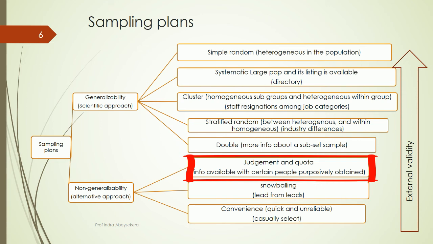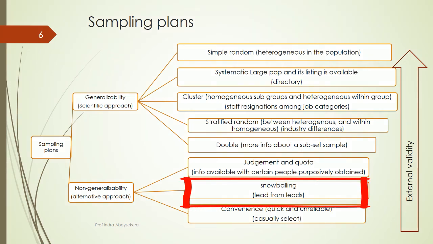We want data from each job category, and one job category has only one person. We still select that category. So that's quota sampling, where each quota is fulfilled. Snowballing is where we take the lead from the first element in the population to find the next element in the population for the sample.